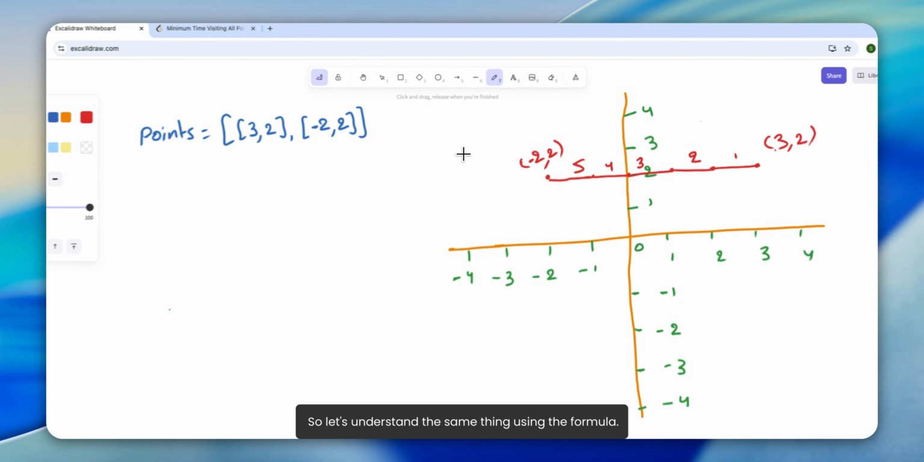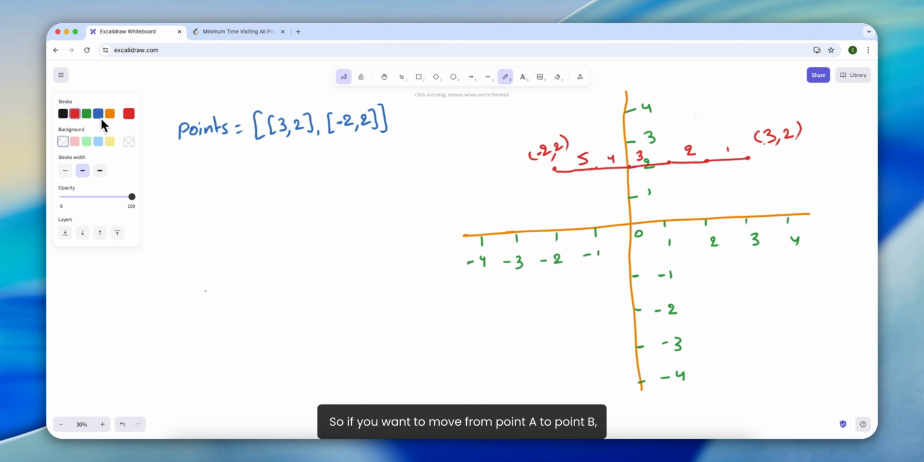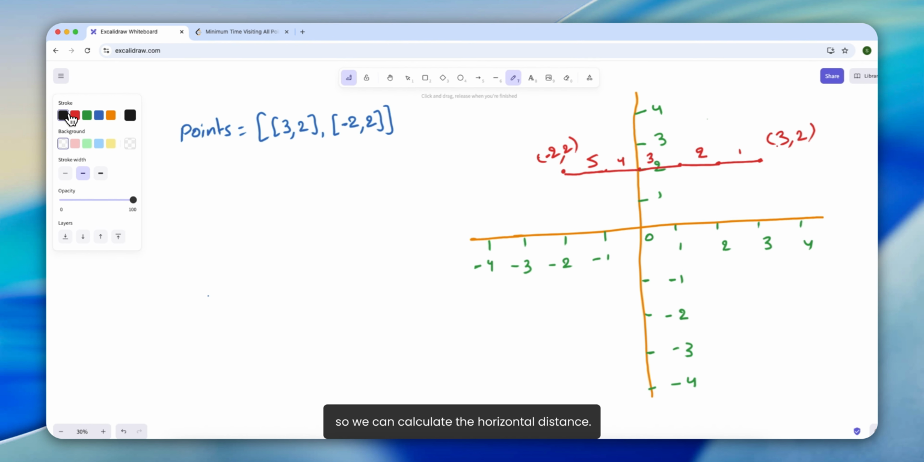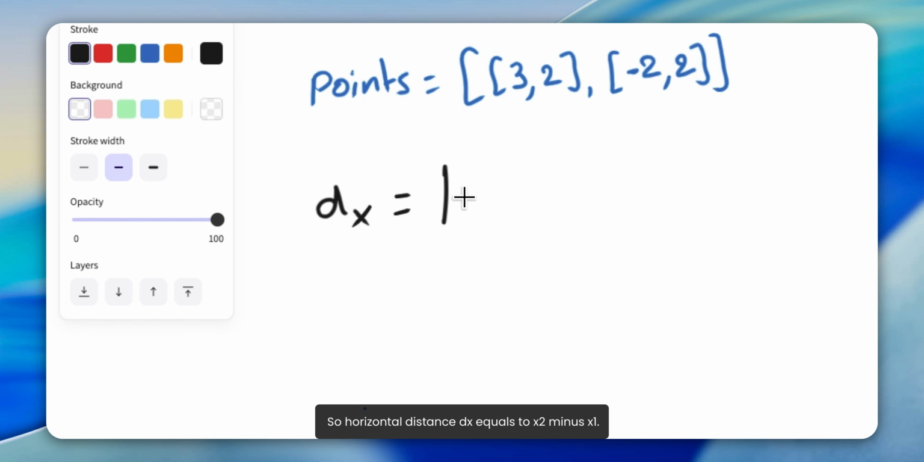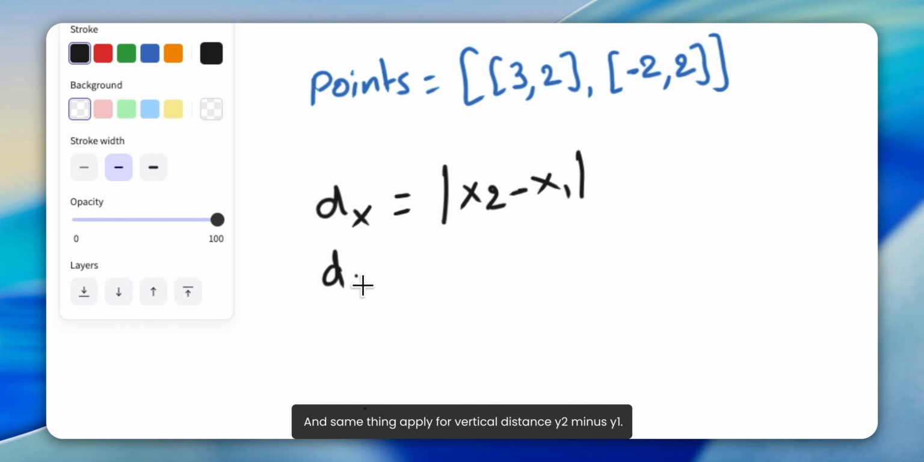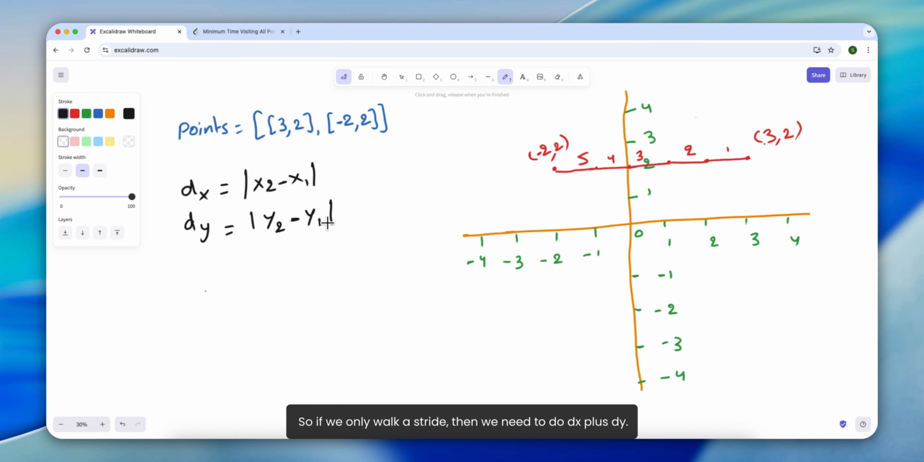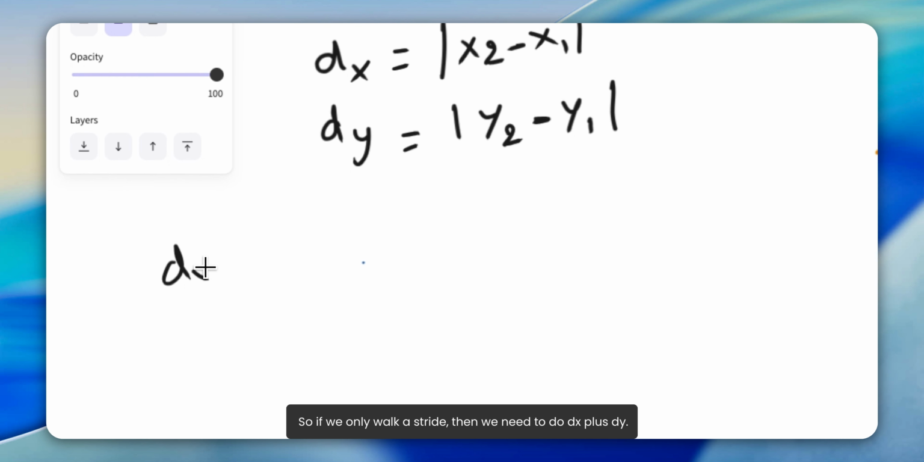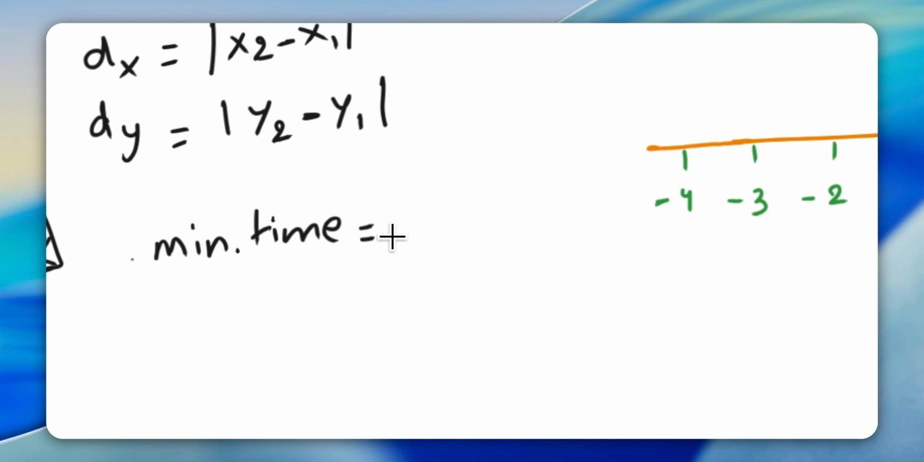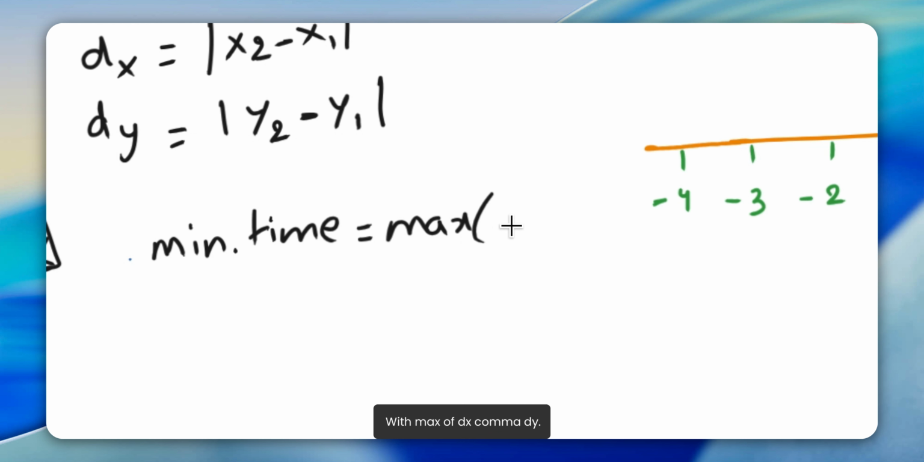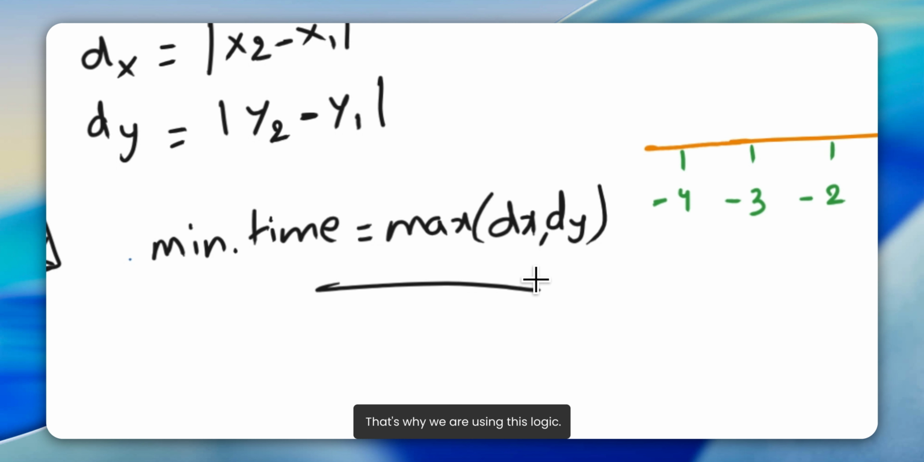So let's understand the same thing using the formula. If we want to move from point A to point B, we can calculate the horizontal distance: dx equals x2 minus x1, and the same thing applies for vertical distance, dy equals y2 minus y1. If we only walk straight, then we need dx plus dy. But in our case, we have diagonal moves also. That's why we calculate the minimum time with max of dx, dy, because we can move diagonally also.